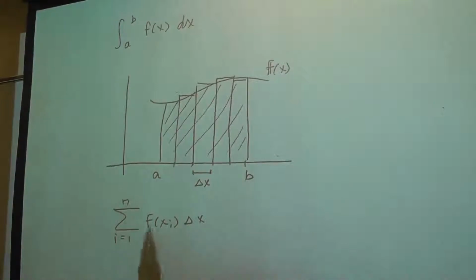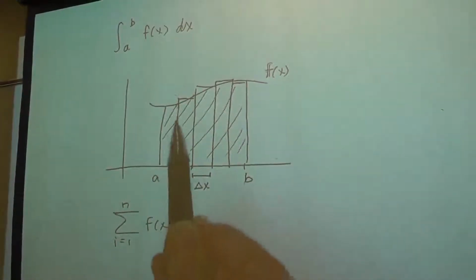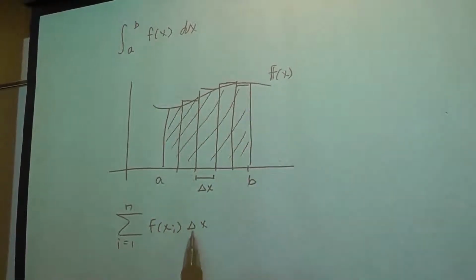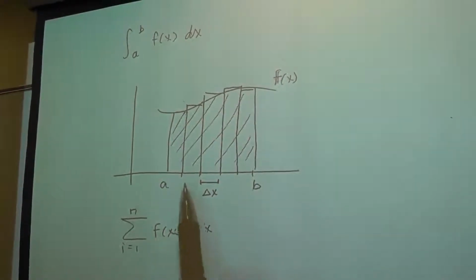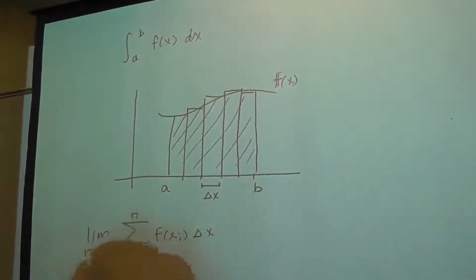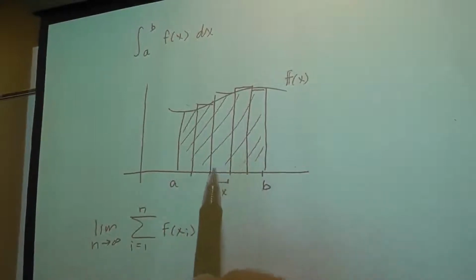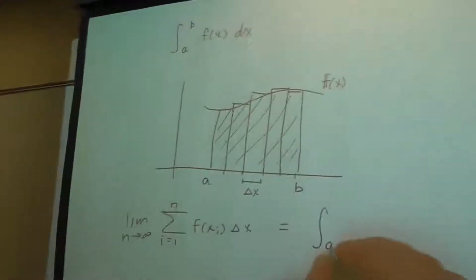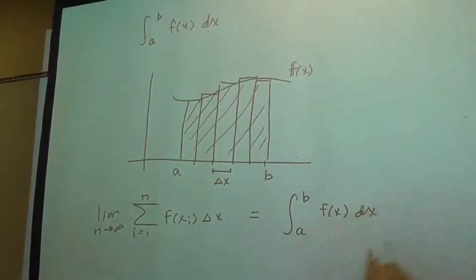And the context was f of x sub i represented the height of one of these rectangles at the x sub i value. Delta x represents the base. So you're summing up for all n rectangles, height times base for each one of them. And then you animate your n to get infinitely large, so you get more and more rectangles, refining your estimate. And when this limit exists, this turns into the definite integral for the function f of x with the differential dx.